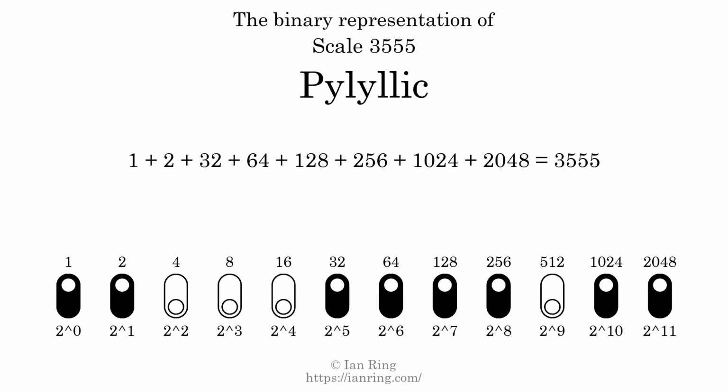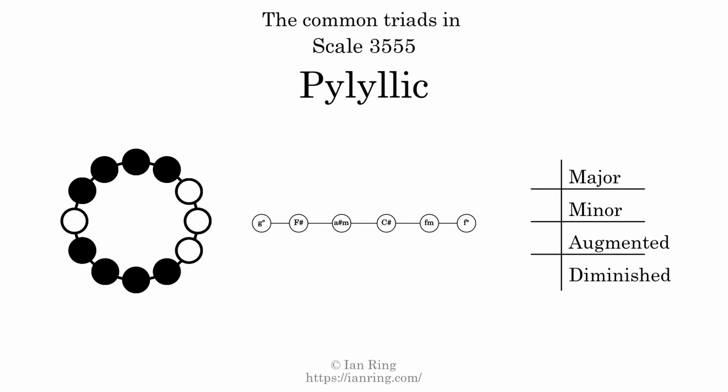3555. The scale number not only enumerates the scale with a unique index, but it also literally describes the tonal content of the scale. Represented as a binary number in base 2, the scale number is 1101111000011. Here are the common triads present in this scale.